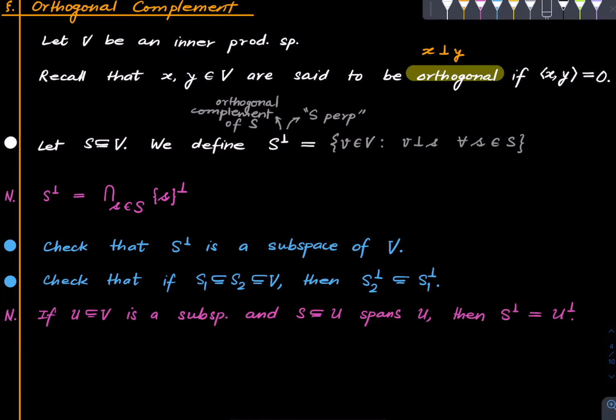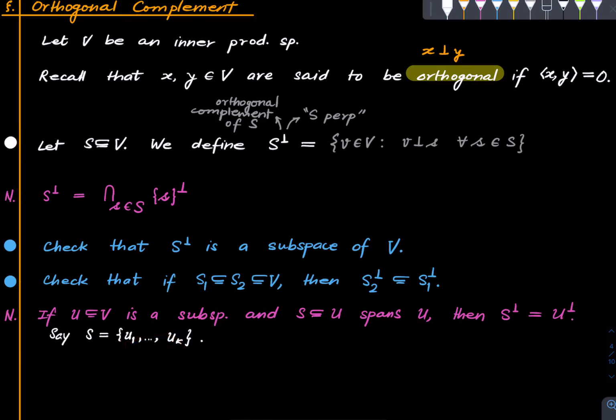Lastly, one more thing to note. Suppose U is a subspace of the vector space V, and S is a subset of U which spans U. So span of S is U. Then the orthogonal complement of S is the same as the orthogonal complement of U. So let me explain this a little bit. Say S is equal to U1 up to UK, and these vectors span the subspace U.